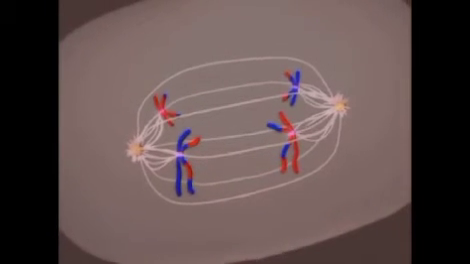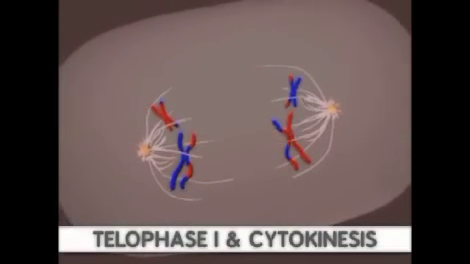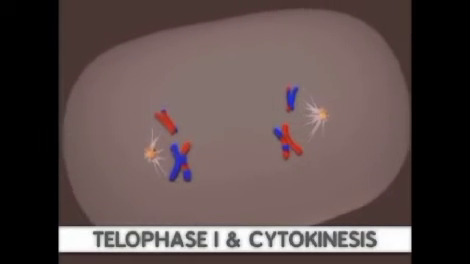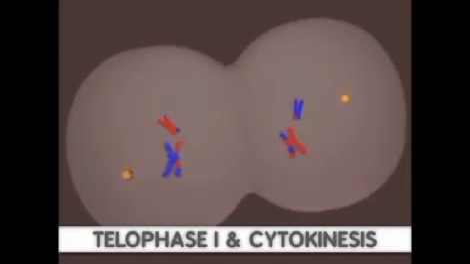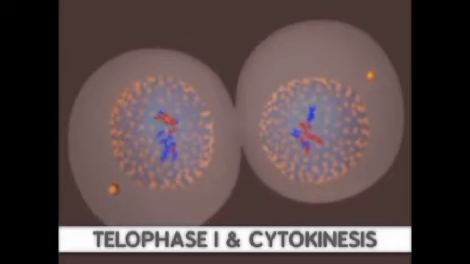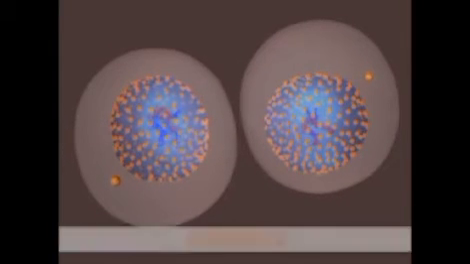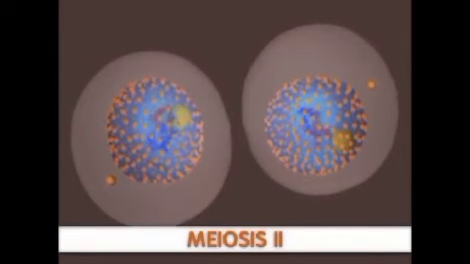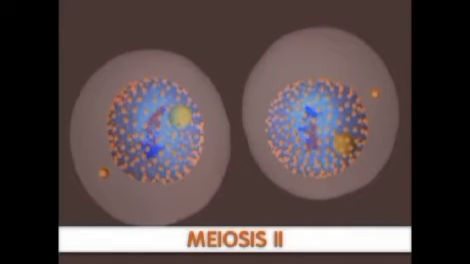The final steps of meiosis 1 are telophase 1 and cytokinesis. Here, the cell divides into two daughter cells. Each of these two cells now undergo meiosis II. Meiosis II is similar to mitosis.